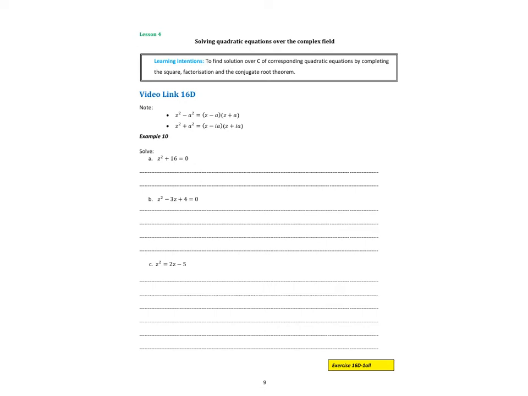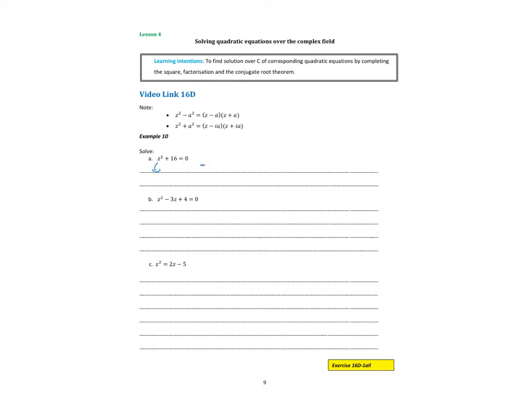So solving over the complex field, if you think about solving our quadratics, we talk about discriminants and things like that, and it's all about if our discriminant is not greater than or equal to 0, we can't solve the quadratic. Well, we can do that now. So it just means we're solving over the complex number system. So we can factorize and things like that.